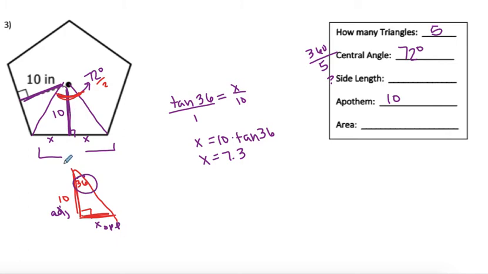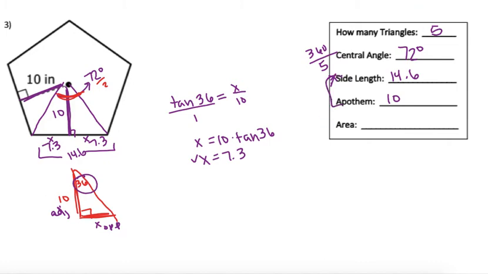A really common mistake is somebody taking this and thinking it's a side length. That's not true. This is only half of our side length. So a common mistake is hurrying and not writing it down properly and finding the double of that to make the entire piece here. The 14.6 is our entire side length.